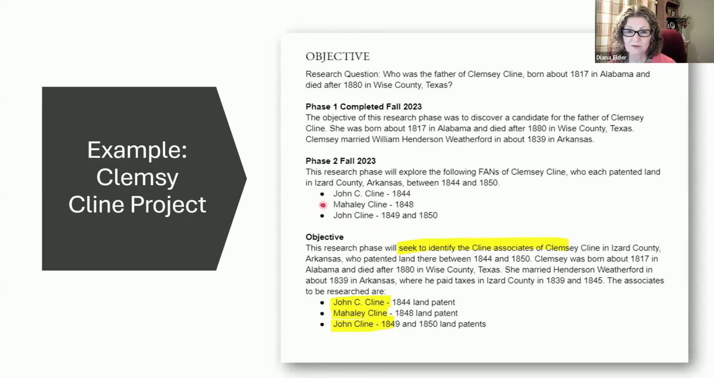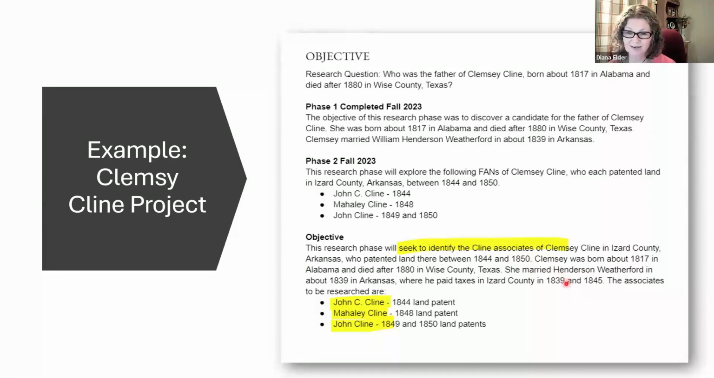So the objective for this phase 2 reads: this research phase will seek to identify the Cline associates of Clemsy Cline in Izard County, Arkansas, who patented land there between 1844 and 1850. And then I give the key identifiers for Clemsy with her birth and her marriage. And I also noted that Henderson paid taxes in Izard, and that's why I'm looking in Izard, because this is the earliest known record for the couple.